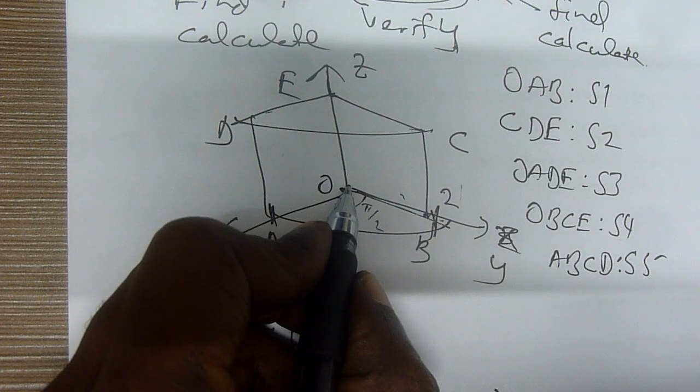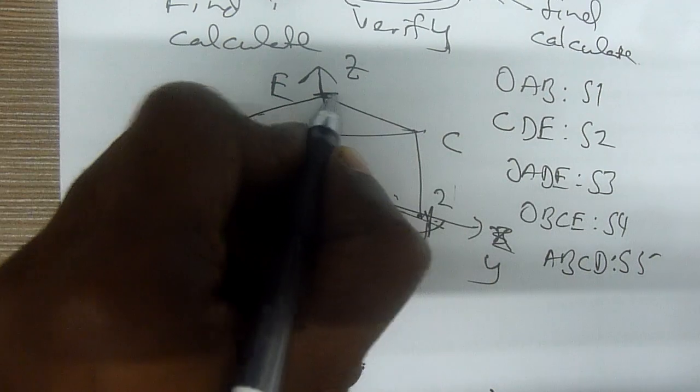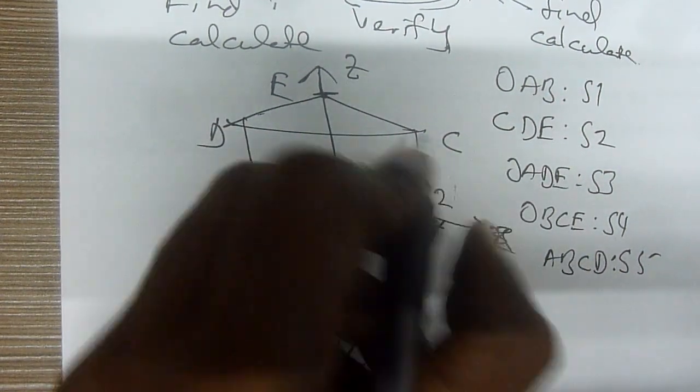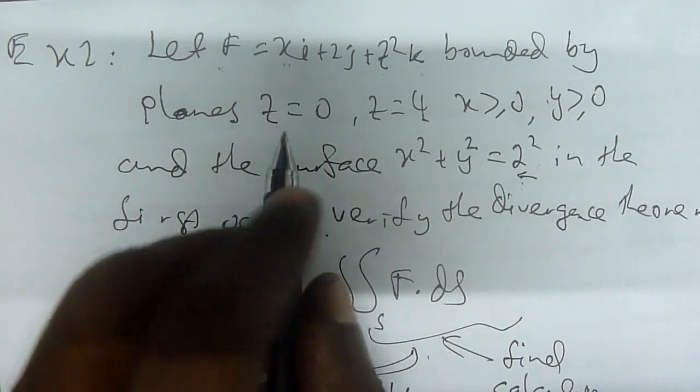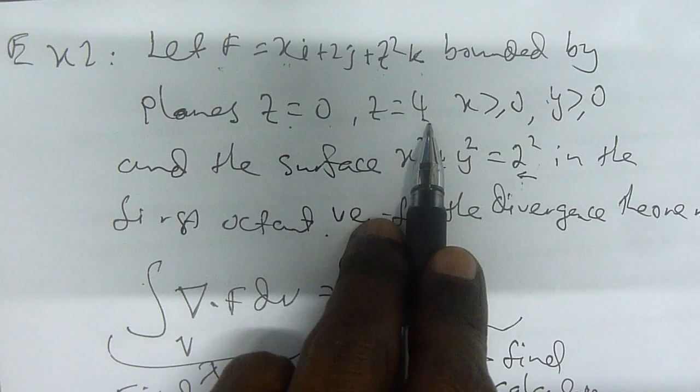2 to 0. What is the dz? Dz is, this is highest, z equals 4. How do I know? Look at this question here. Planes z to 0, z to the 4.